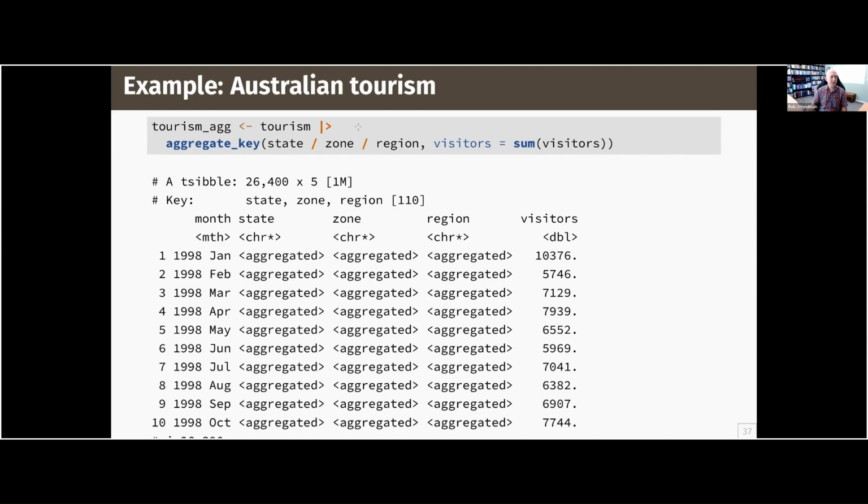We create the aggregates using this notation. So we go aggregate key, state, nests, zone, nests, region. So regions are within zones, within states. And then I'm just going to sum over the things below, and I create all of the aggregated series. So the original data is just the most disaggregated level. So now I've got 110 series.